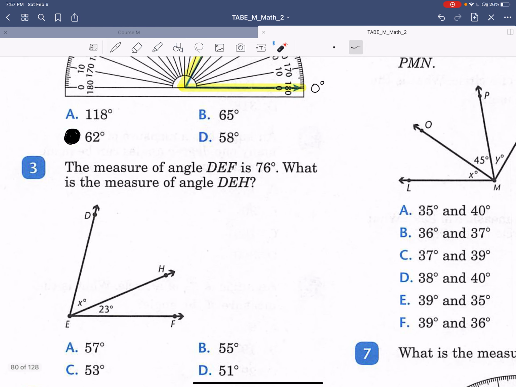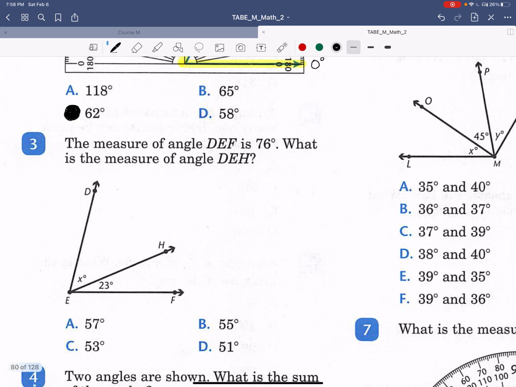Number 3, the measure of angle DEF is 76 degrees. What is the measure of angle DEH? Well, don't let this throw you. We want to first of all notice the points. There's D, E, and F. So I'm going to highlight that one. D, E, F is 76 degrees. So this whole angle right in there is 76 degrees.